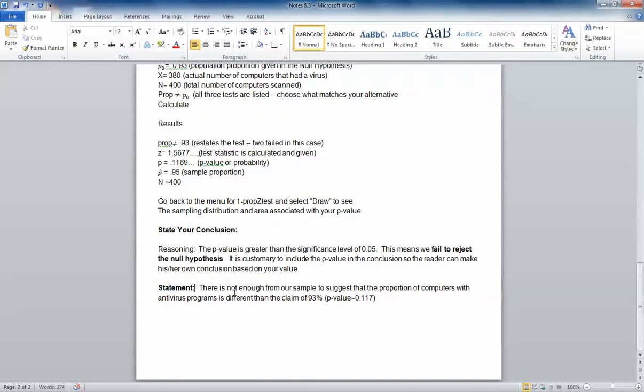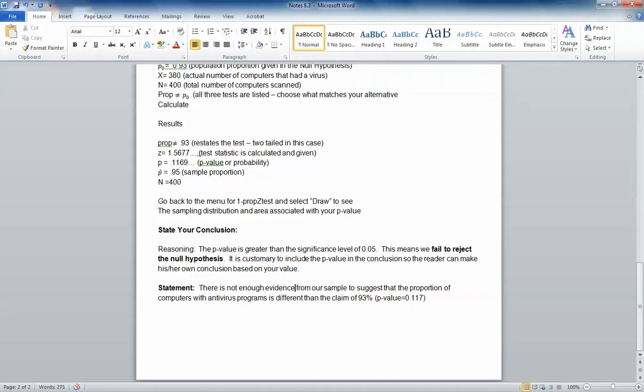There's not enough evidence from our sample to suggest that the proportion of computers with antivirus programs is different than the claim of 93%. Notice we say is different, not greater than, not less than. It has to match what test we did. We did a two-tailed test with a not equal, so we use different. And then we include our p-value of 0.117. It's just not unusual.